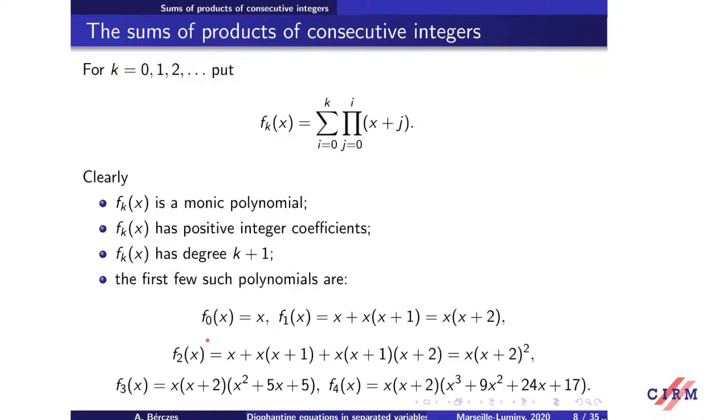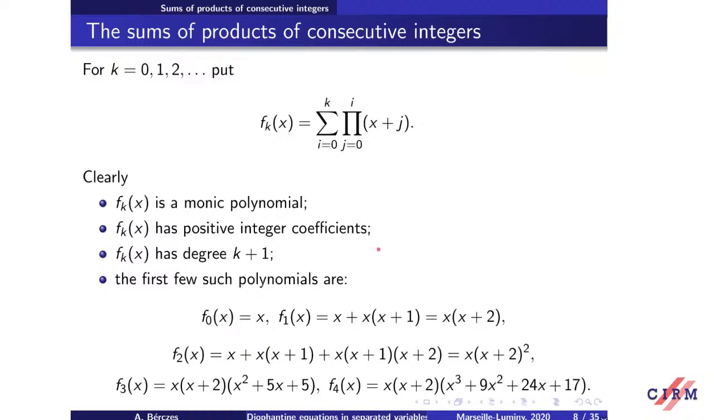If we start to look at the first such polynomial, f0 of x, that's nothing else, just x. F1 of x is x plus x times x plus 1. F2 of x will be x plus x times x plus 1 plus x times x plus 1 times x plus 2, and so on.